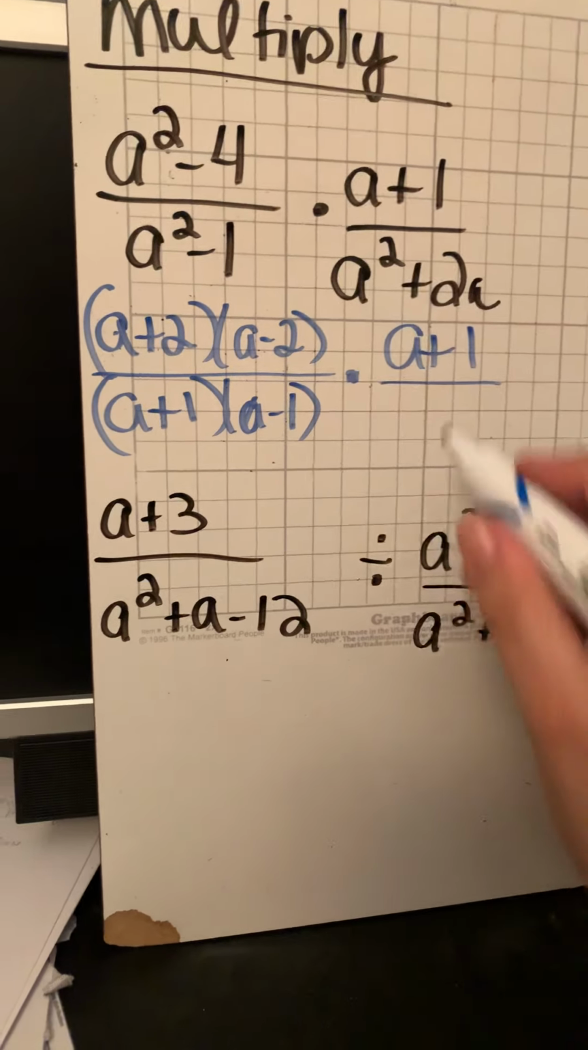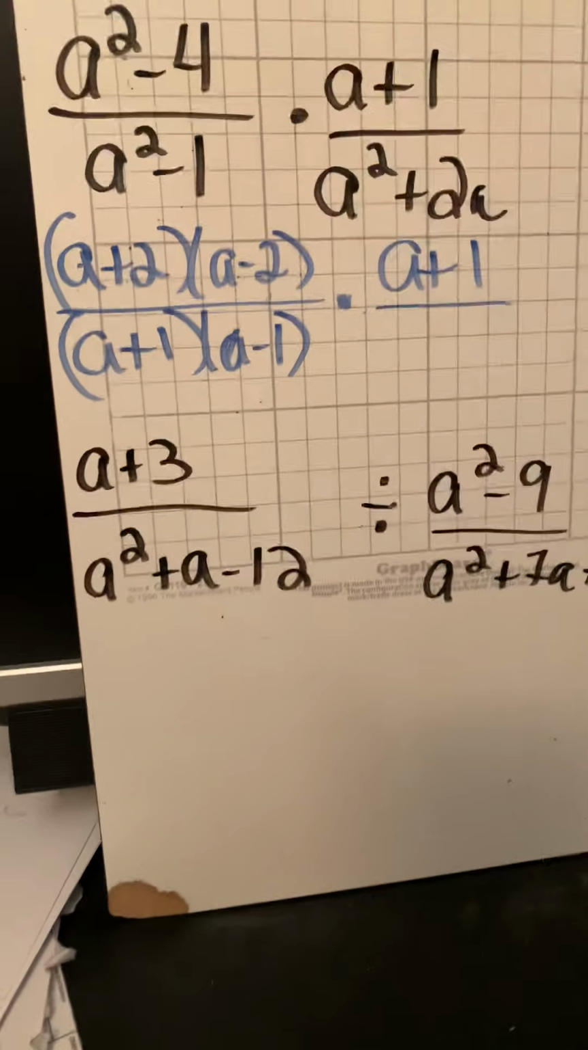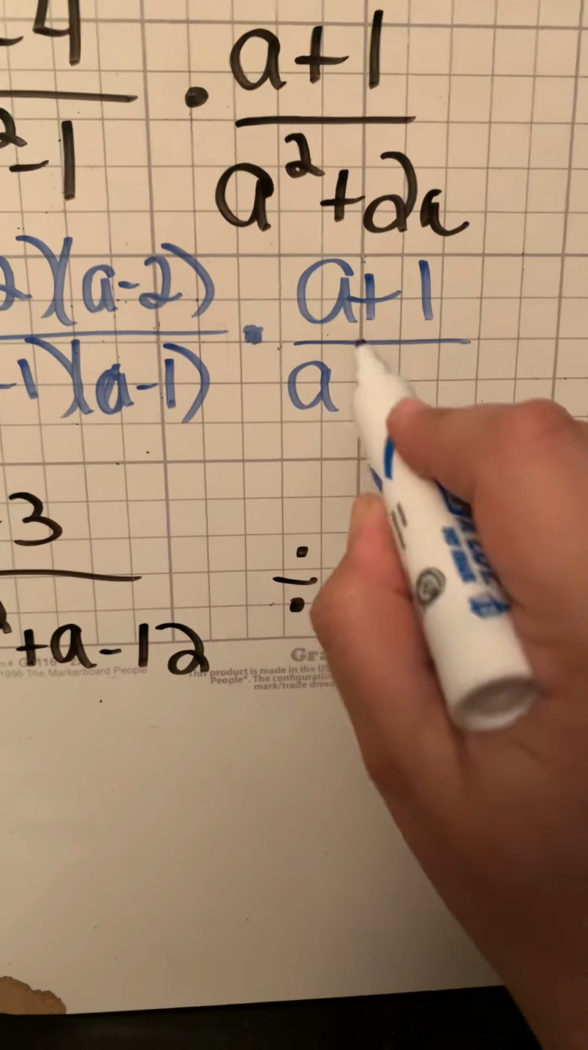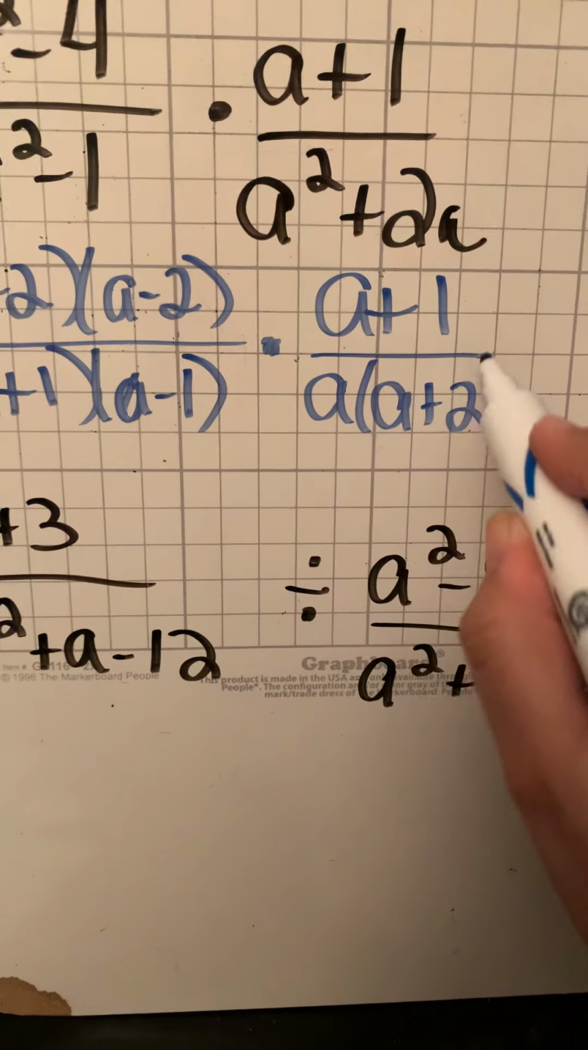This one I can factor. What do they both have in common? So think about your greatest common factor. This one has an a in common, so I'm going to take an a out. So then I'm left with a plus 2.